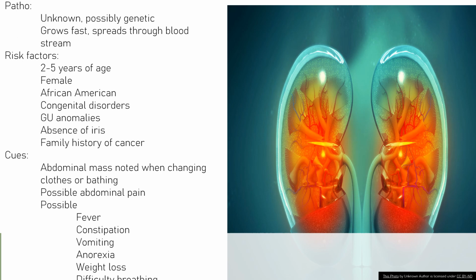When parents see that abnormal swelling on one side of the abdomen, the mass is usually solid and painless. They'll bring them into the doctor, examinations are done, and they are diagnosed with Wilms. It is possible that they could have fever, constipation, vomiting, anorexia, weight loss, and difficulty breathing. The difficulty breathing is because the kidney might be swollen and pressing on the diaphragm.